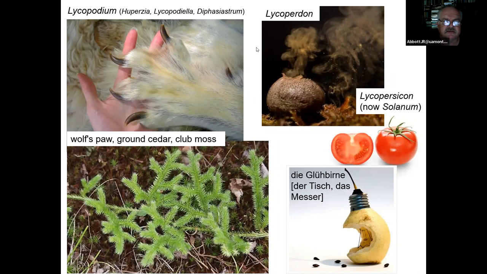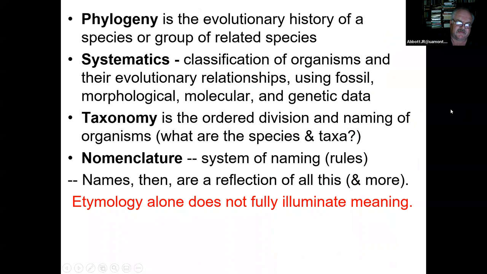And so the etymology itself is not going to fully illuminate meaning, right? The names are actually a reflection of the nomenclature, the rules that we have. They also can reflect the taxonomy, which is the naming of taxa, the study of groups, the species. Systematics is the study of classification. It's studying the groups without necessarily knowing the species involved. And then phylogeny is studying the relationships, right? It's the evolutionary history of a group. And so names will tell us about all of these things here, right?